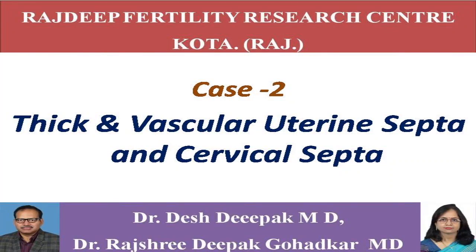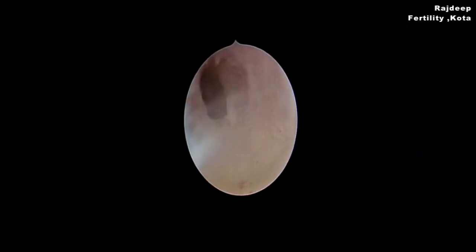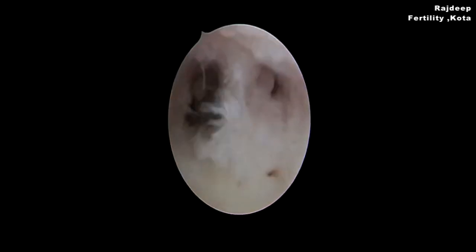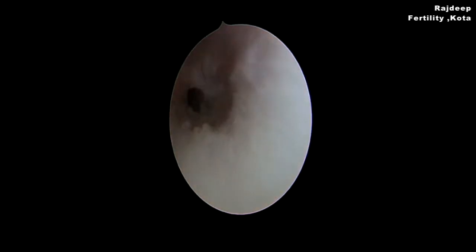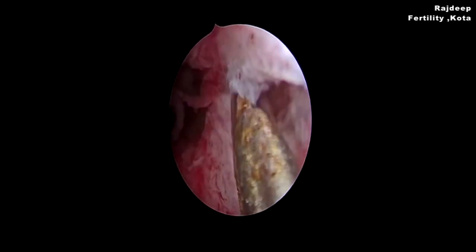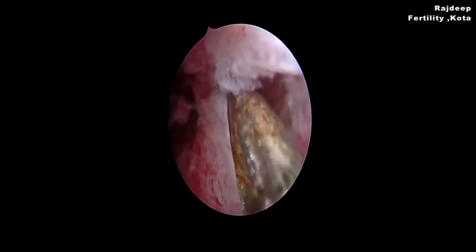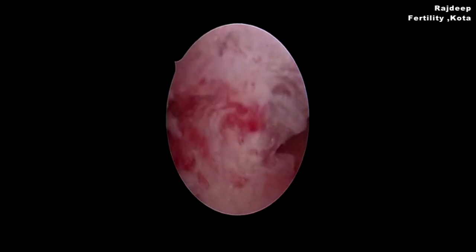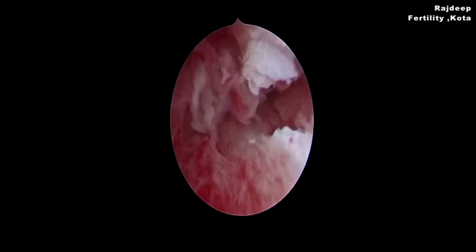This is the second case in which there is a thick and vascular uterine septa with a complete fibrous cervical septa. You can see this is the cervical septa, and as we introduce the scope inside, the uterine septa was seen. So the first day the cervical septa was resected again with the help of the cold scissors. After the resection of the cervical septa, we saw that the cut end of the septa was hanging inside the cervical canal.